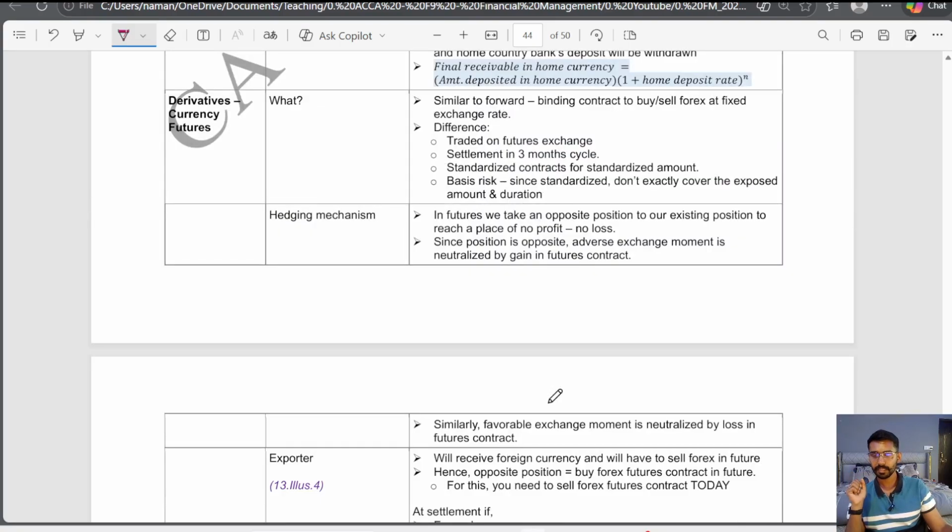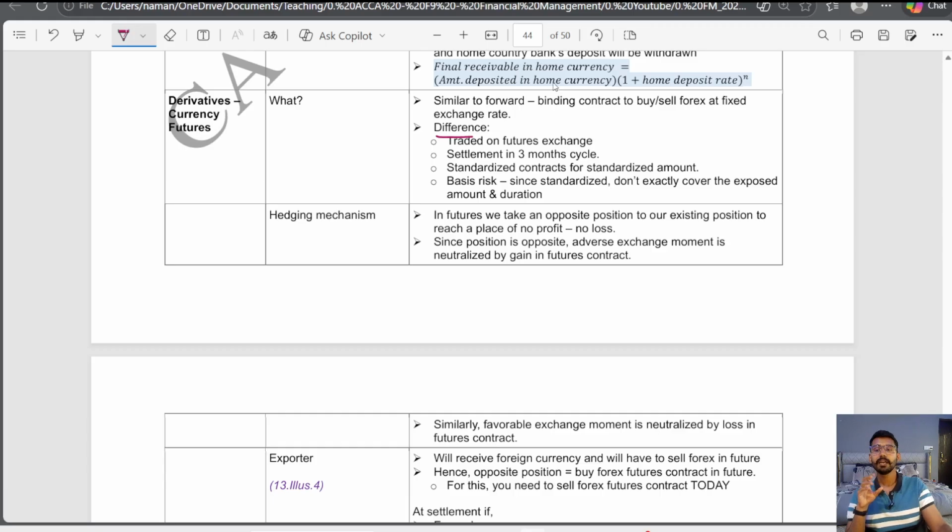Okay. The other two methods that I mentioned, futures and options, are purely theoretical at this stage of your syllabus, and in financial management they are purely theoretical. In AFM, they will come in practicality. So let's understand the way futures contracts work. This is a point which comes in theory at times. What is the difference between a futures contract and a forward rate contract?